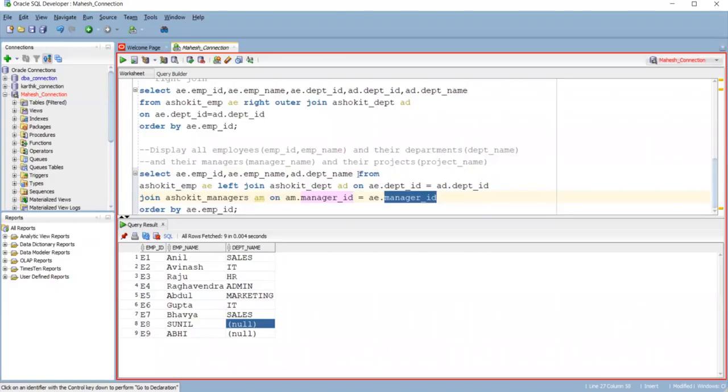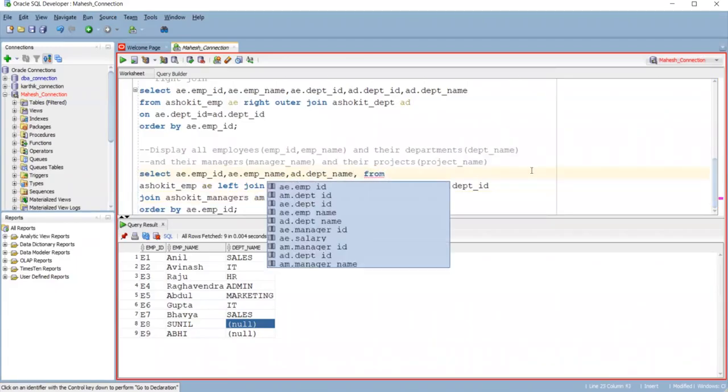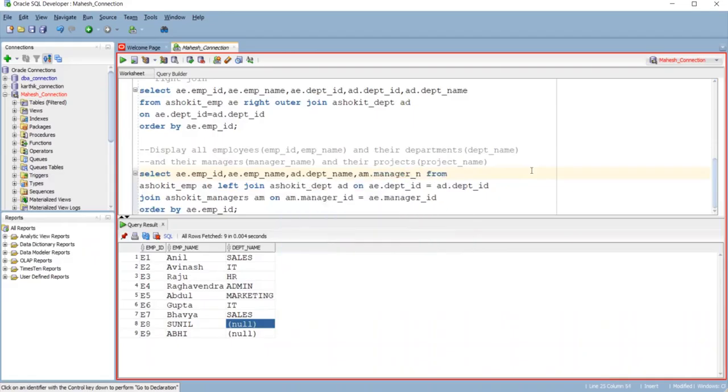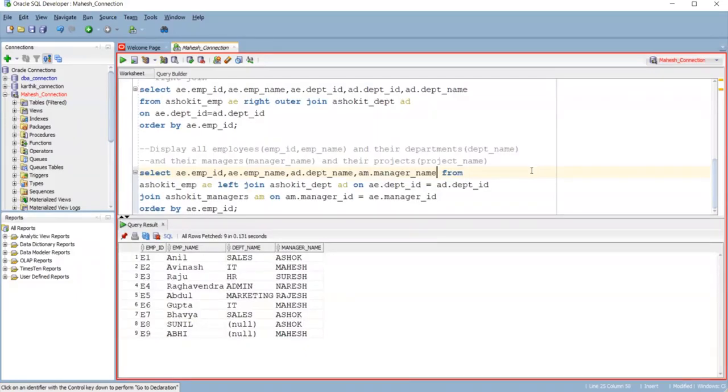So for that, I am going to select AM.manager_name. Just check it out, sir. We got the 9 employees and their associated managers, or not? Come on, guys, please try to respond. We got the 9 employees' information. Is the left hand side table data missing or not missing, sir?